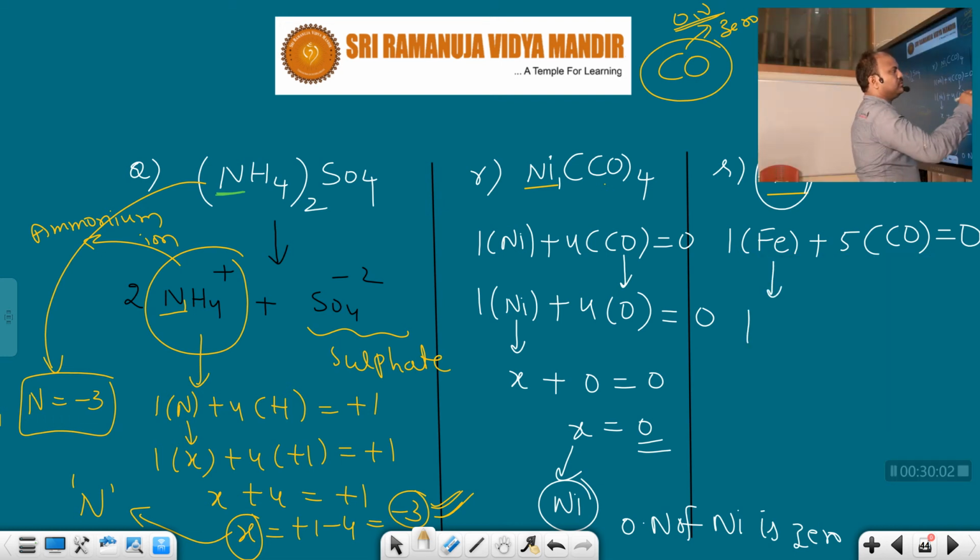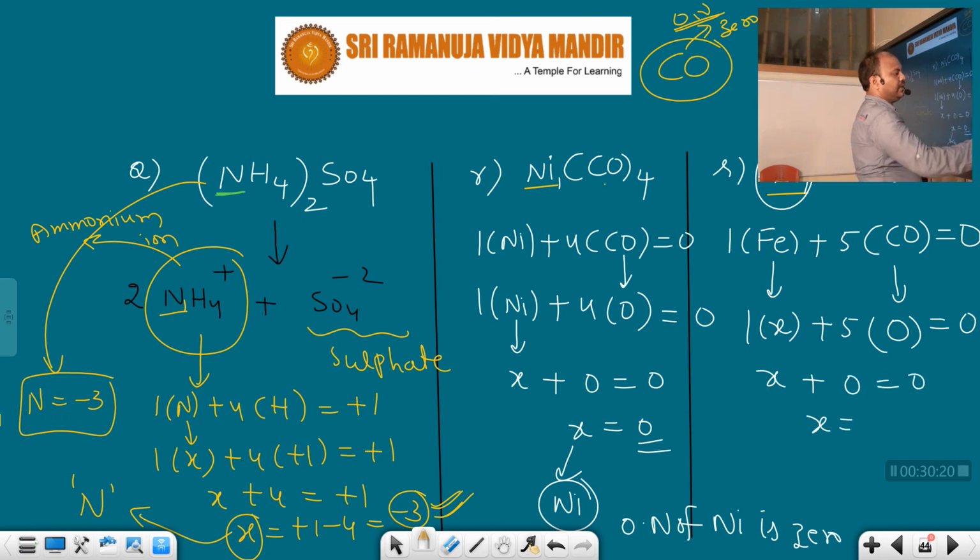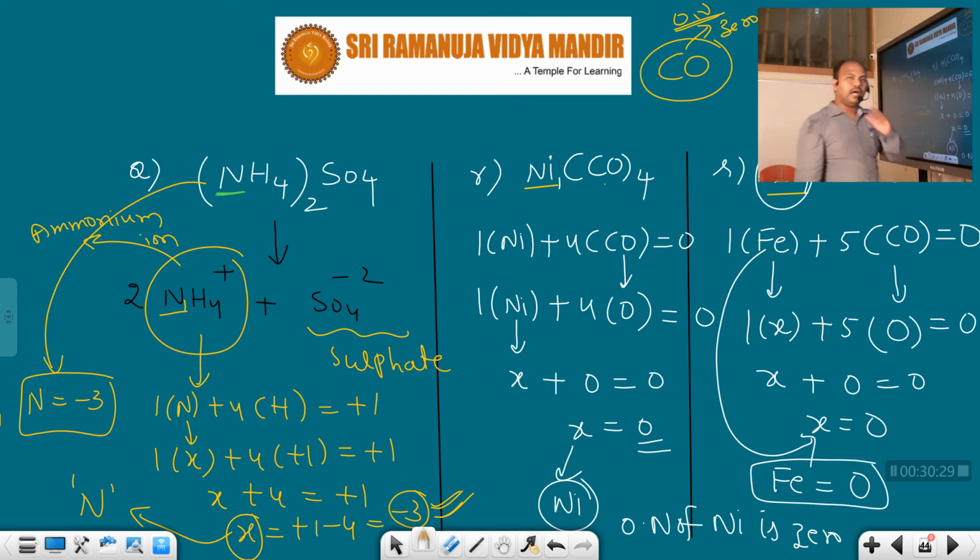So iron we don't know. We have to find the iron oxidation number, say X. Carbonyl CO group will be there. This oxidation number you should write directly as 0. Carbonyl group is a neutral ligand, that's why its charge is 0. You should remember that. X plus 0 is equal to 0, so X is equal to 0. X means iron. So the oxidation number of iron is 0 in iron pentacarbonyl.